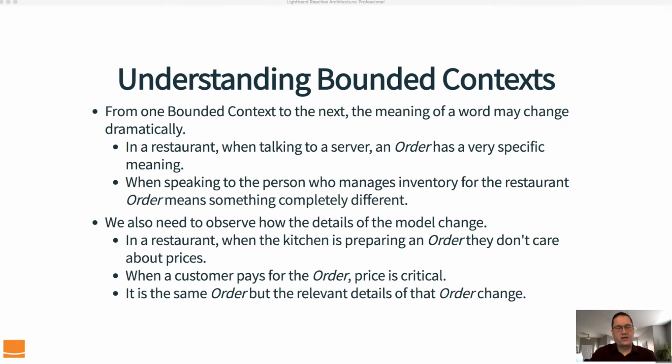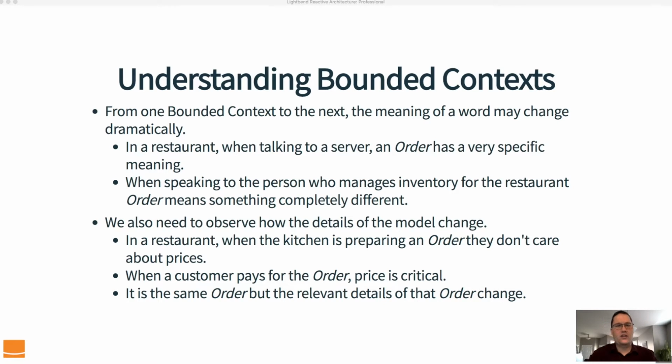So let's try to understand those bounded contexts a little bit better. From one bounded context to the next, the meaning of a word may change dramatically. So in our restaurant, for example, we're talking to a server. The term order has a very specific meaning. When you talk to the server, it means one thing. However, if you talk to somebody else in the restaurant, for example, the person who manages inventory, then order means something different. When you're talking to a server, an order is something that is very much client-facing. The customer comes in, they place an order, and the restaurant provides them with food. In that case, they represent the customer, whereas the restaurant represents the supplier for that order.